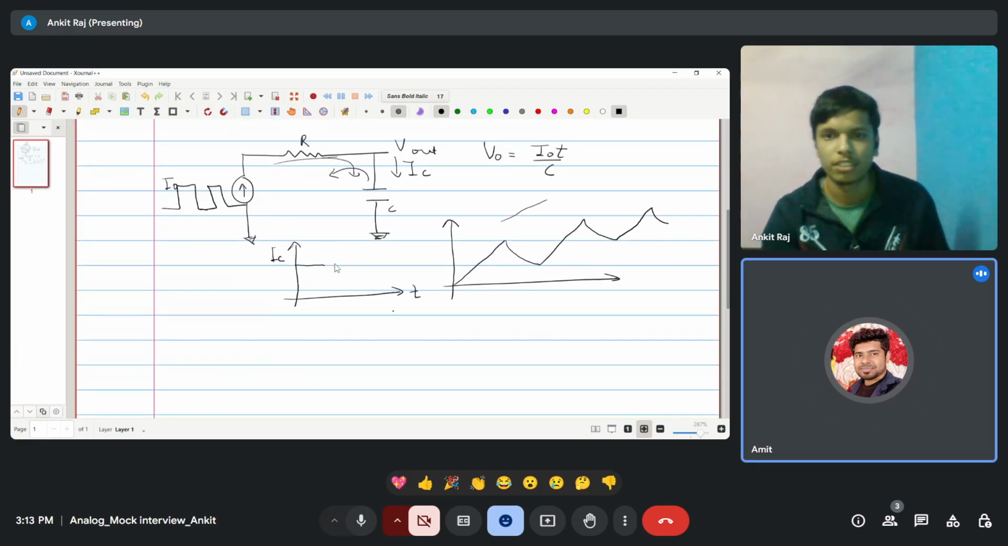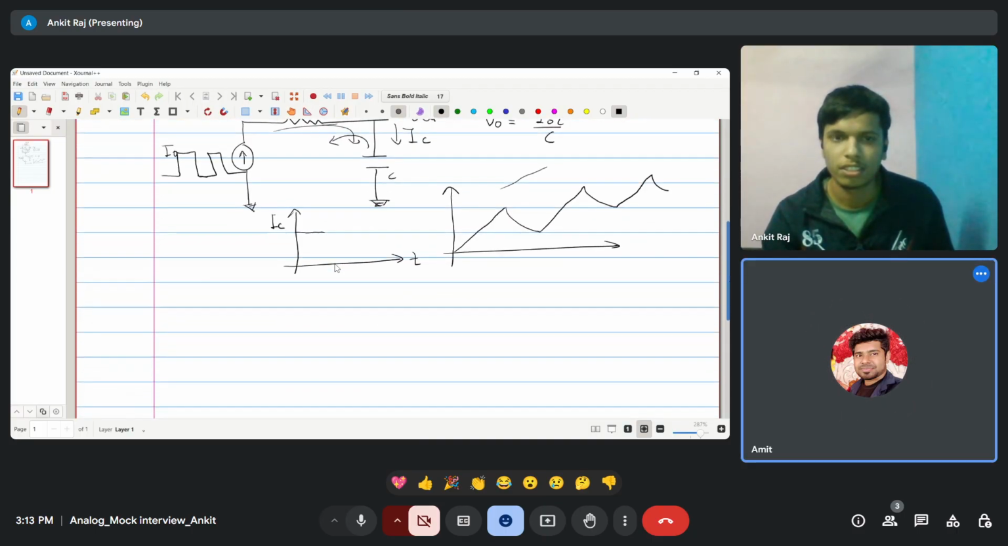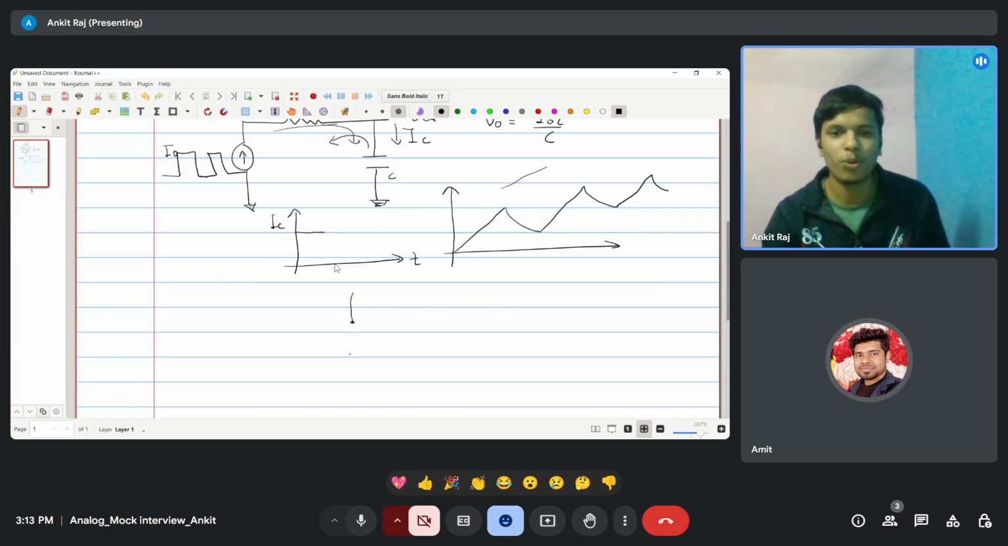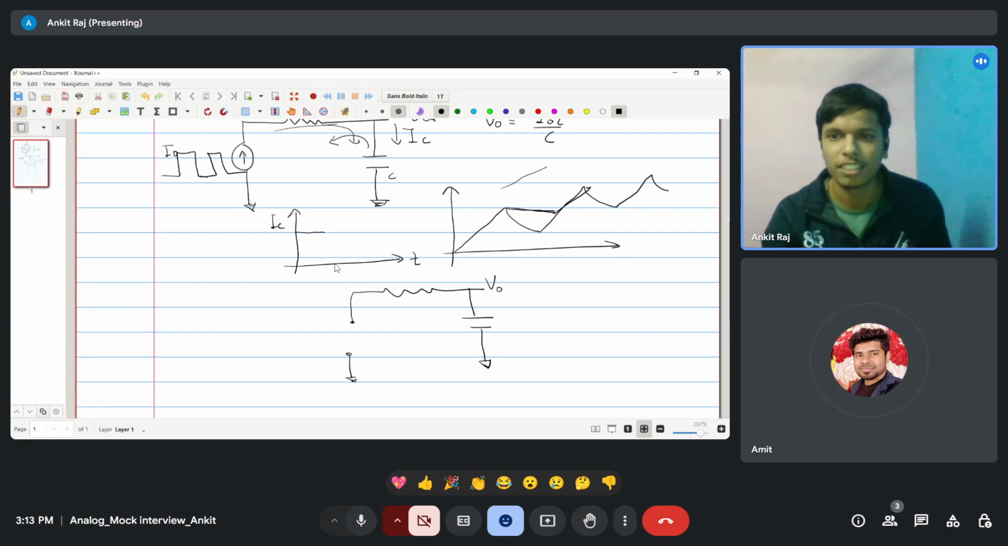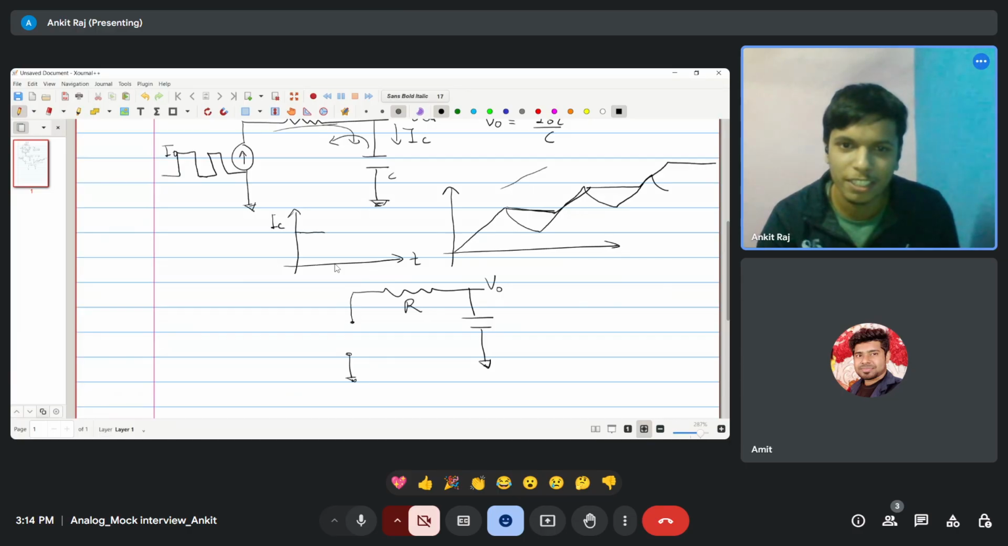So when the input current is zero, what will be the equivalent circuit? Can you draw? When the current is zero, it will be an open circuit, so it will not discharge like this. It will stay constant here, and then charge, and then constant, then charge, and then constant. What about the IC current? It will be the same as I naught.